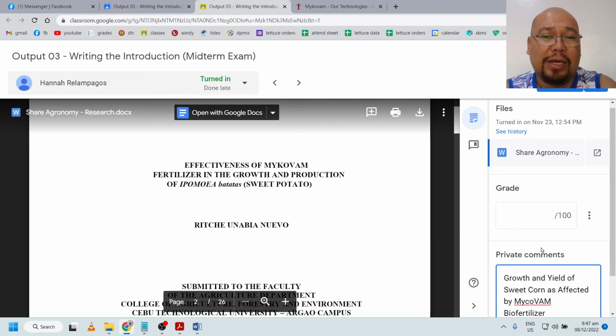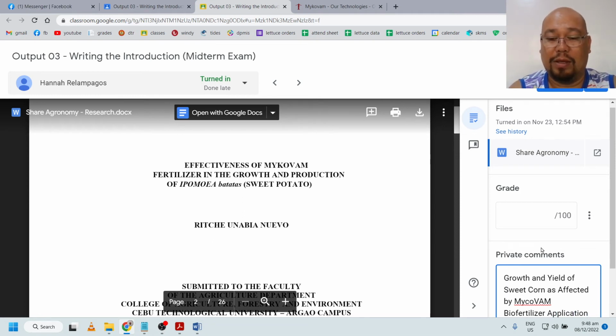Okay, again, your introduction should focus on the topic. And then your objectives this time will be to determine the growth. So for growth, you measure the height and count the leaves, like every 2 weeks. So every 2 weeks from planting, you count the number of leaves and measure the height. So that's growth: determine the growth of sweet corn as affected by Mycovam biofertilizer application.